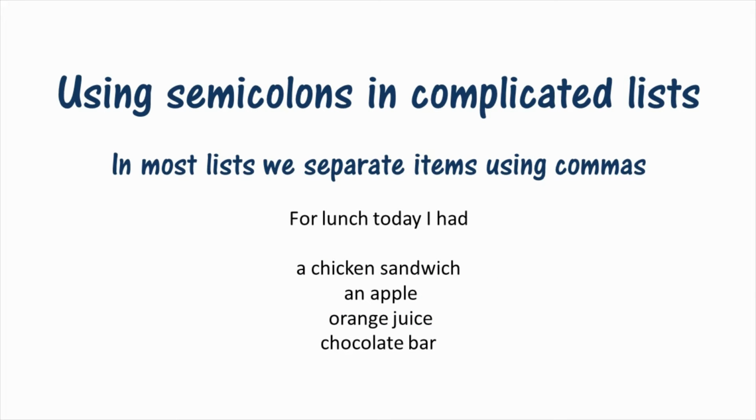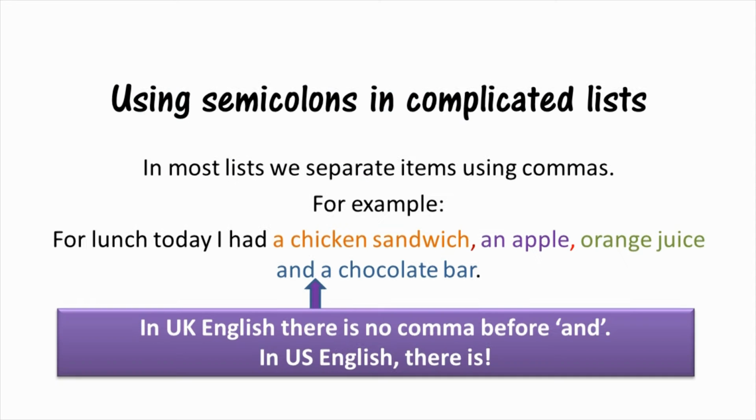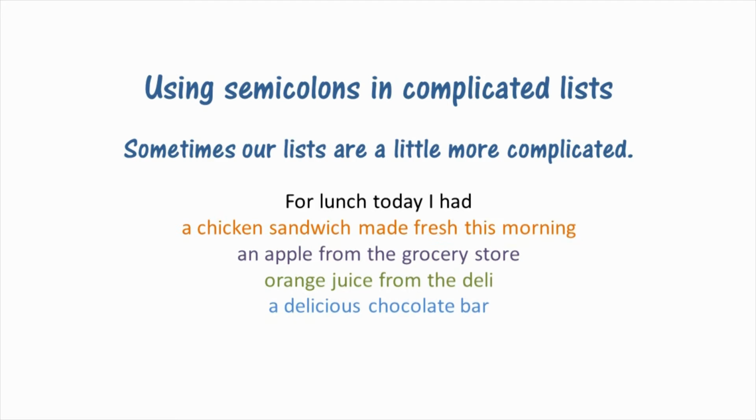In most lists, we separate items using commas. We're going to take an example list of things we could have had for lunch today: a chicken sandwich, an apple, orange juice, and a chocolate bar. When we punctuate that sentence using commas, it sounds like this. For lunch today, I had a chicken sandwich, comma, an apple, comma, orange juice, and a chocolate bar. Notice that in UK English there is no comma before the and. In US English there is.